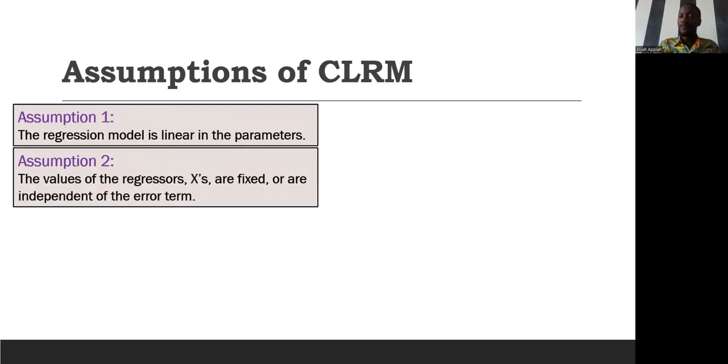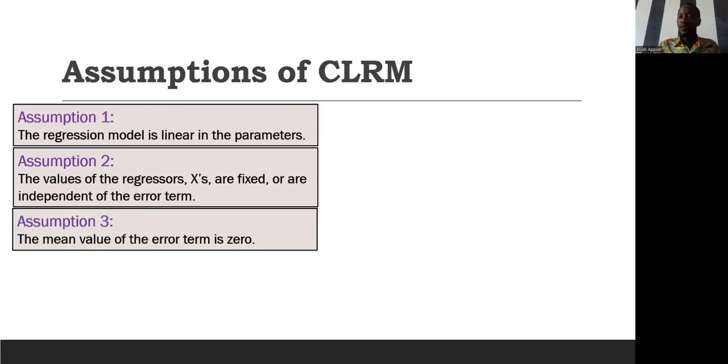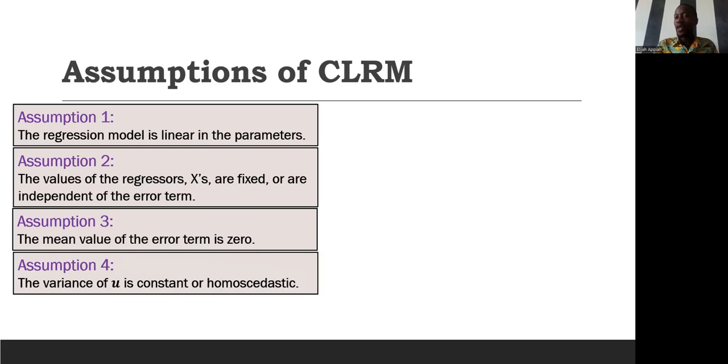The second assumption is that the values of the independent variables are considered to be fixed, or independent of the error term. So the unobservable factors, or the error term, must have nothing to do with the independent variables, else it makes our findings wrong. The third assumption is that the mean value of the error term is zero, where we've come across the fact that the sum of deviations is always equal to zero, or the sum of the error term is zero. And so the mean, which is simply the sum of the error divided by the sample size, will still be zero. The fourth assumption is that the variance of the error term is constant, or it is homoscedastic.